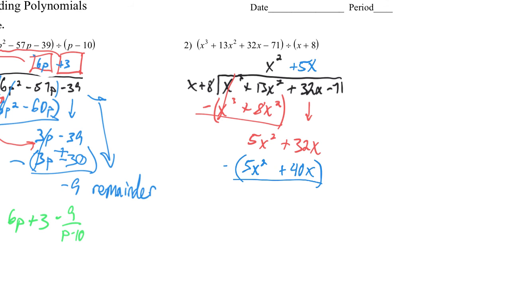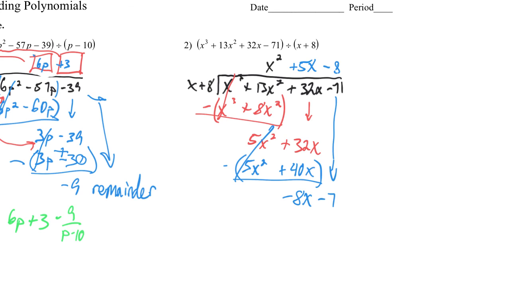Then subtract. And we have 5x squared minus 5x squared cancels. 32x minus 40x is going to be negative 8x. And then drop down that minus 71. And your question is, what number times x is negative 8x? So negative 8 times 1 is negative 8. And I don't need another x because I already have one over here. So all I need is a negative 8.